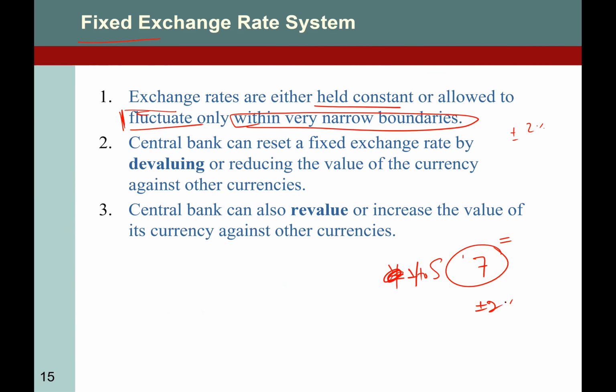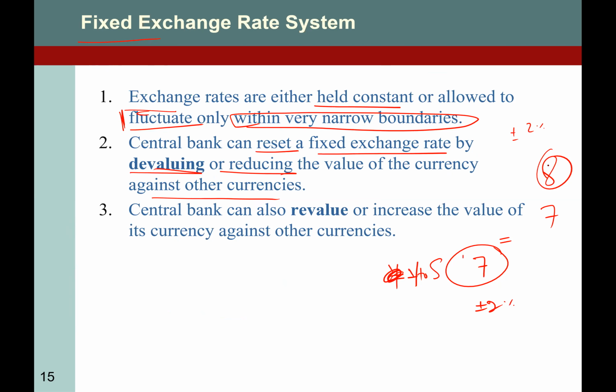Plus and minus for 2% or 1% or 0.2% whatsoever, then the central bank can reset the fixed exchange rate by devaluing, or reducing the value of the currency against other currencies. If the market condition says it should be 8, the central bank can announce that it should be 7.